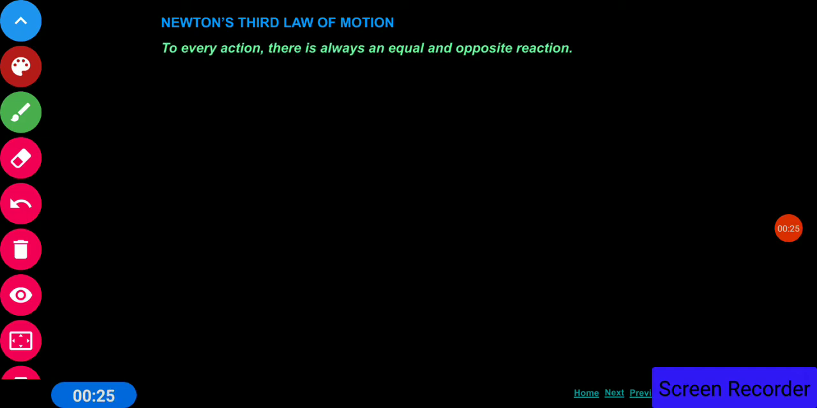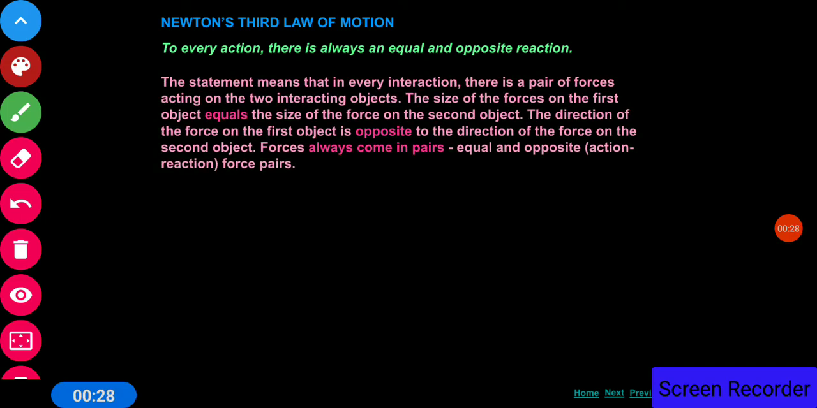To every action there is always an equal and opposite reaction. The statement means that in every interaction there is a pair of forces acting on the two interacting objects. The size of the force on the first object equals the size of the force on the second object. The direction of the force on the first object is opposite to the direction of the force on the second object. Forces always come in pairs, equal and opposite, action-reaction force pairs. FAB is equal to minus FBA.